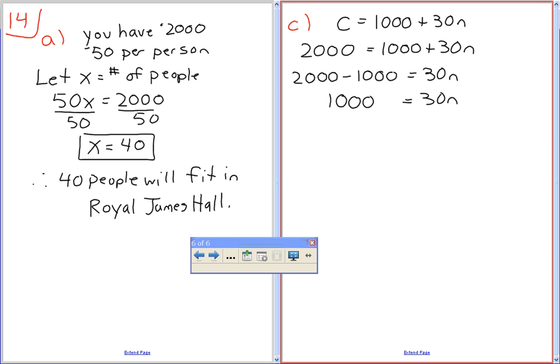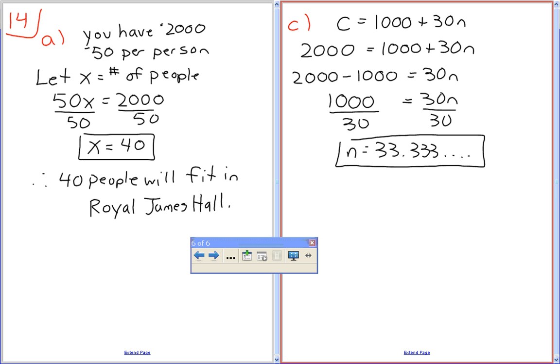Maggie, what is our final step to solve for n, please? Good. And what does n equal? I can't do that in my head. More than 33, I believe it's 33.33333. Okay, could somebody please translate that into English for me? Tori, you're on fire. Go ahead.